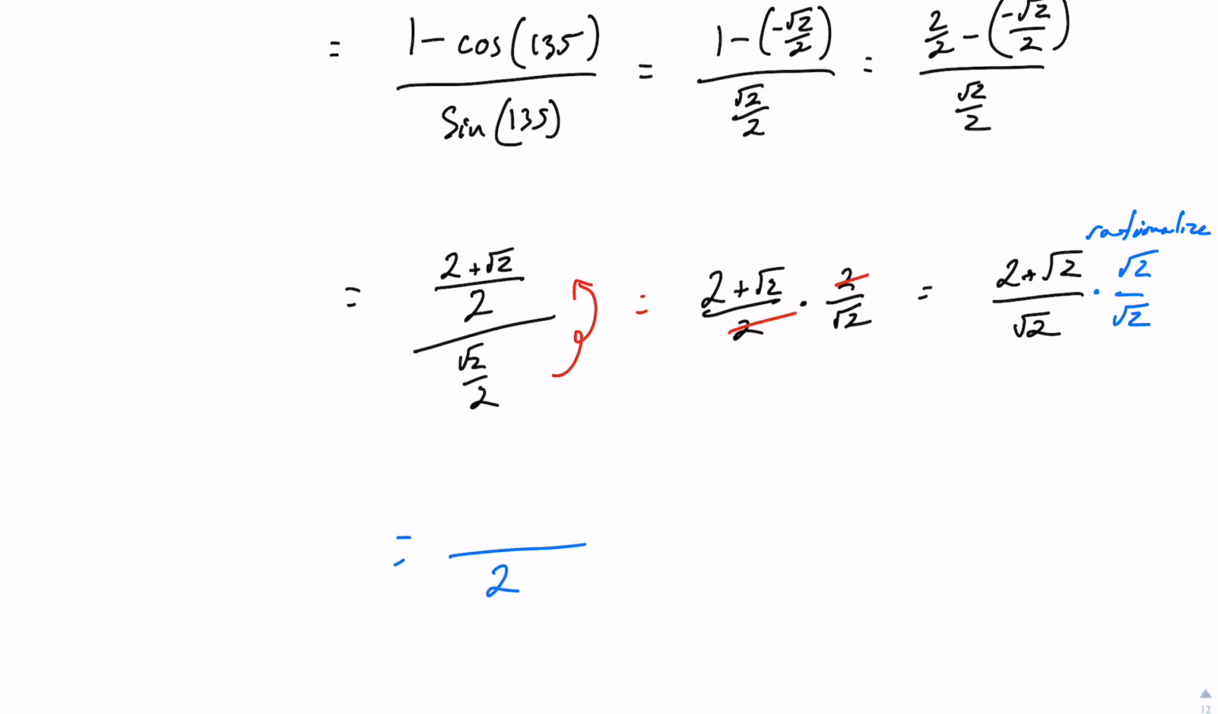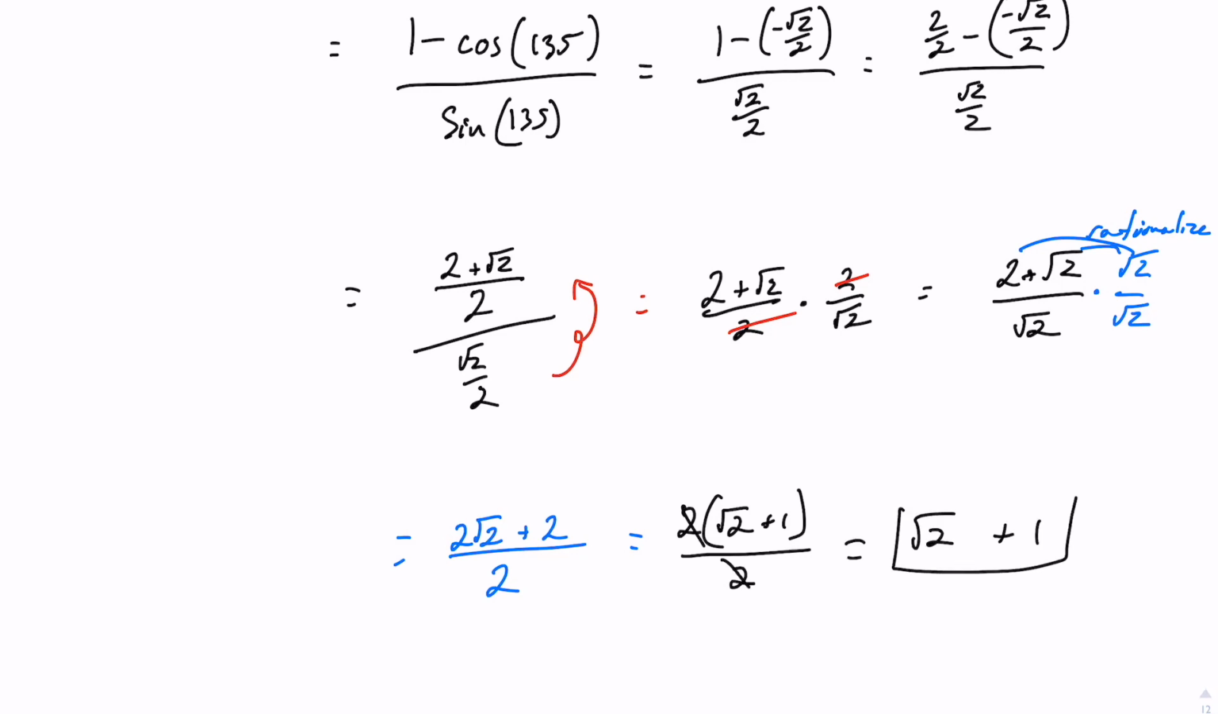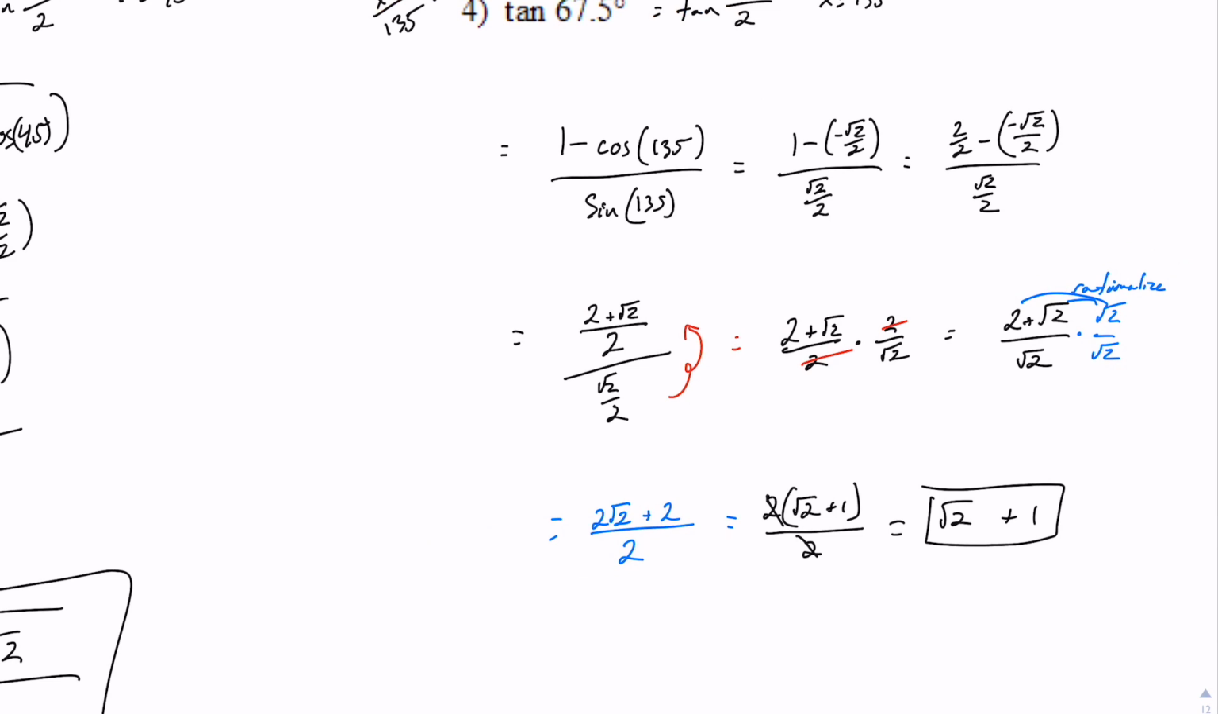And the top, you do a little bit of distributive property. This would become 2 square root of 2, and so plus 2. Okay, now here you can factor out a 2 from the top. This is just a bunch of algebra at this point. Cancel that. So your final answer is the square root of 2 plus 1. Okay, but the general idea is the same. You just literally plug it in here and then you just do a bunch of algebra to fix it.